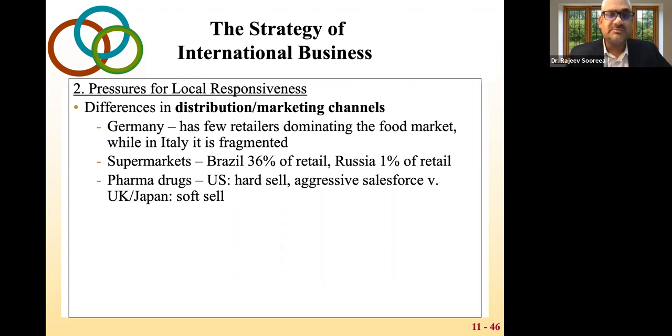Now, pressures for local responsiveness also depends on the differences that countries have in their distribution and marketing channels. So Germany has very few retailers that dominate the food market, but in Italy, it is fragmented all over the place, right? So there's a lot of retailers, a lot of small shops. In France, also a little bit like that. In many countries in India, India has the highest density of retailers or retail shops per square foot, right? Highest in the world.